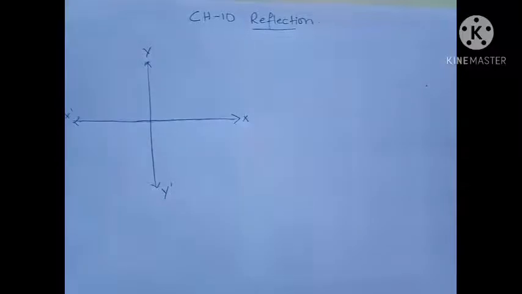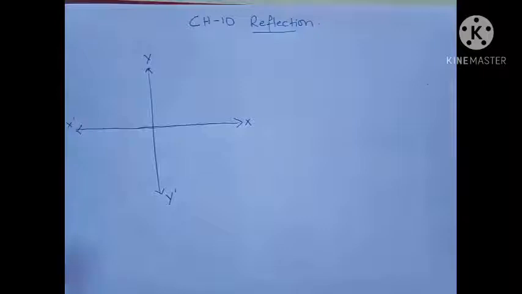Good morning, students. Today we'll be looking at chapter 10, that is reflection. In this chapter, we'll be looking at how a reflection takes place in coordinate geometry, or we can say on a piece of a graph. Now, all of you know that a graph looks something like this.